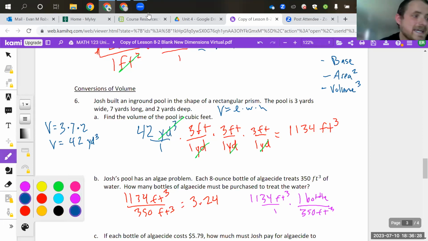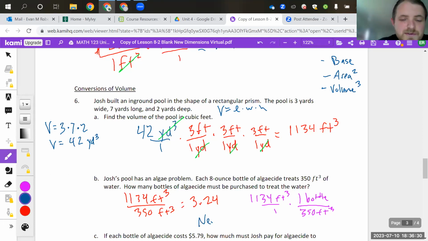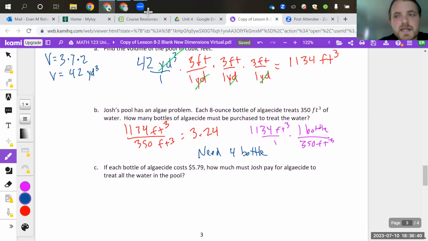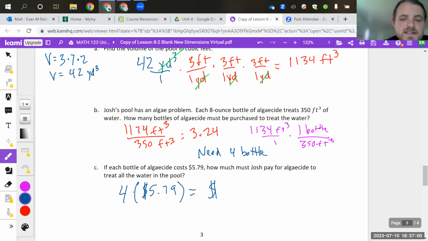So your answer needs to be that you need 4 bottles though, because 3 will not be enough. Because you need some of that 4th bottle. You're not going to finish it, but you need some of the 4th. Okay, last one here. If they cost $5.79, how much will he have to pay for the allergy side? So you just take those 4 bottles, multiply them by $5.79, giving you $23.16.